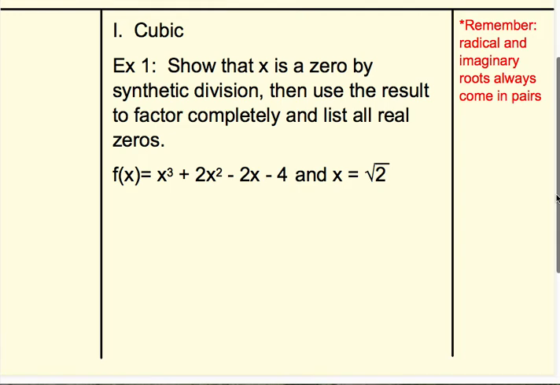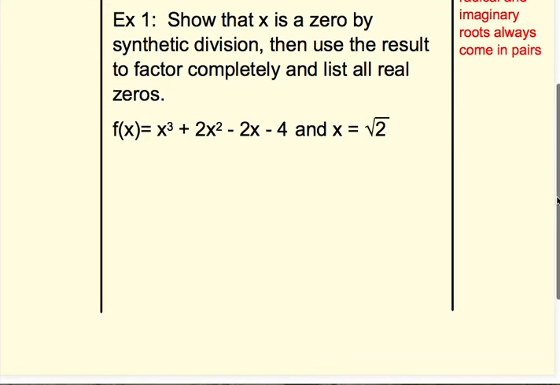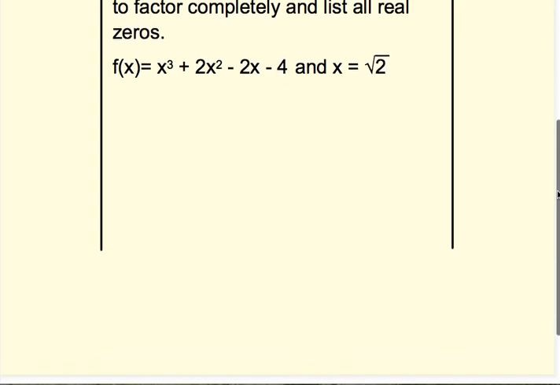Secondly, looking at our note off to the right here, remember that all radical and imaginary roots, which we'll get to in the next section, always come in pairs. So this first root that I'm given here is a square root, which means negative root 2 is also a 0 of the function. And that'll come in handy after we finish our first synthetic division. So I'm going to set that up now, again using our coefficients. And we are going to divide by root 2.